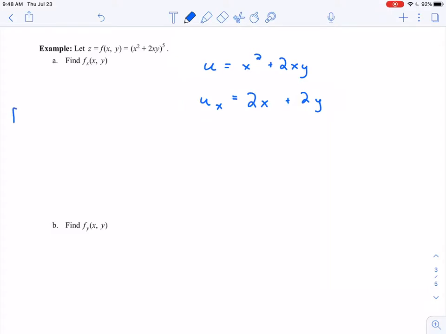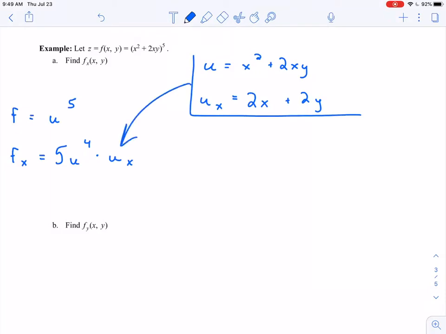So I'm going to take a moment to rewrite this. This is f equals, I'm just going to write f, this is really u to the fifth power. So when I take the partial derivative with respect to x, the derivative of this part right here is 5u to the fourth power times, normally we would say u prime, but instead we're going to say times u sub x, the partial derivative with respect to x. So now I just need to take my u and the derivative of u and plug those back in.